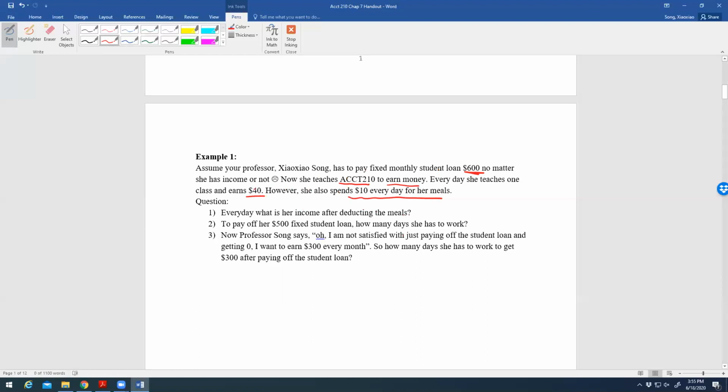I earn $40. So that is kind of my revenue. But I need to spend $10. So it's kind of like my expense, right? So this is kind of like my variable expense, because if I work more days, then I will eat more meals. $600, that is kind of like what? Kind of like my fixed cost, my fixed expense. This is kind of like my variable expense. So, I just use my personal example, but you can think about the idea and apply it to the business.